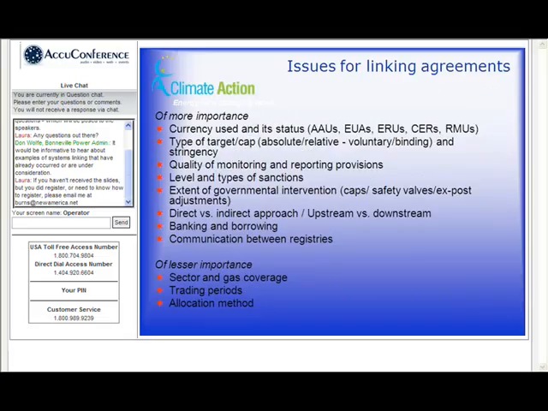Now, I'll go through this, I think, very quickly because Derek's covered this very well. The currency used, I think my later slides will clarify this.